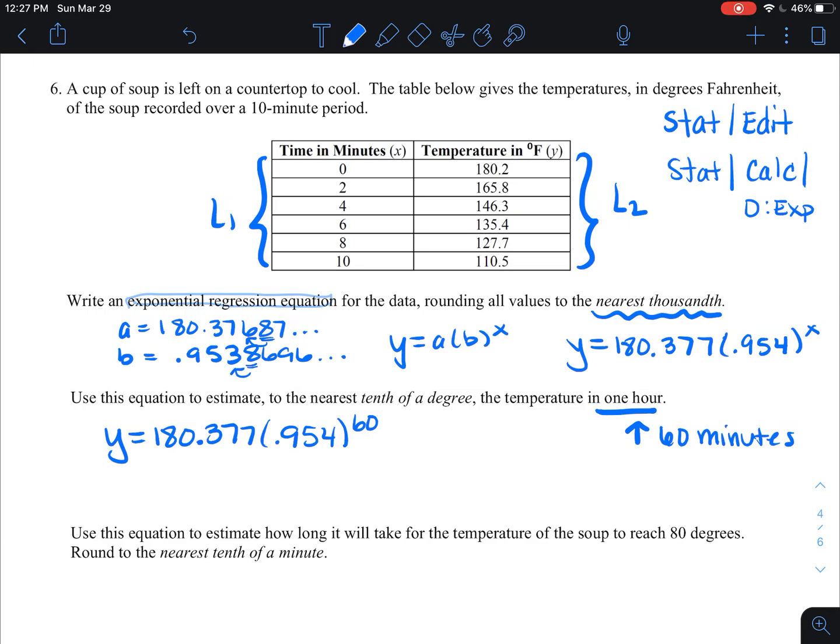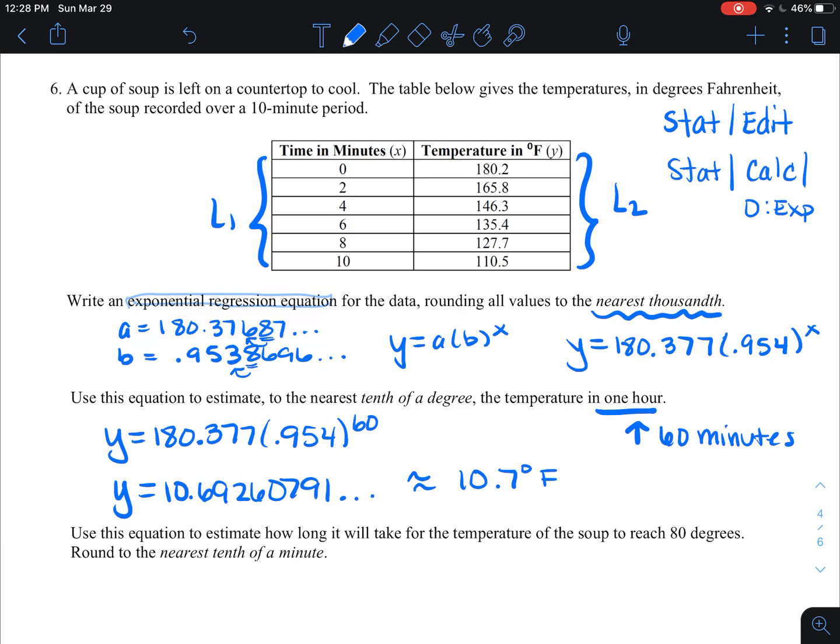I'm not going to show this, just everyone type this in, 0.954, raise it to the 60. And you should get the number 10.69260791. So to the nearest tenth of a degree, it's 10.7 degrees Fahrenheit. Now, if we were in class right now, I would have everyone pause. So I'm just going to continue on. If we paused right now, I would be asking you the question, does this make sense?